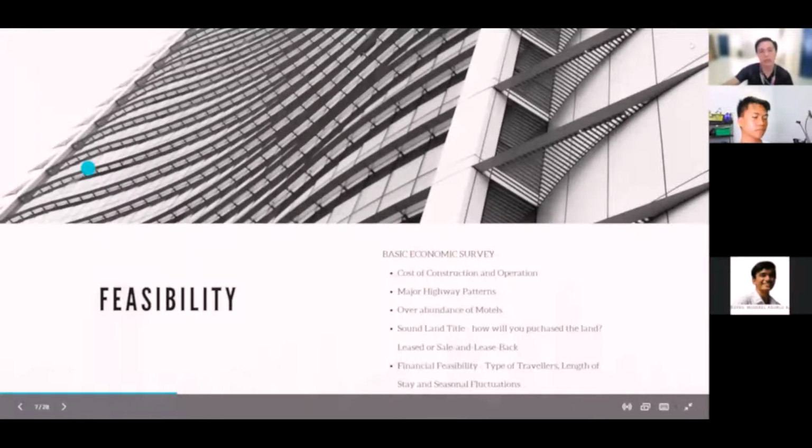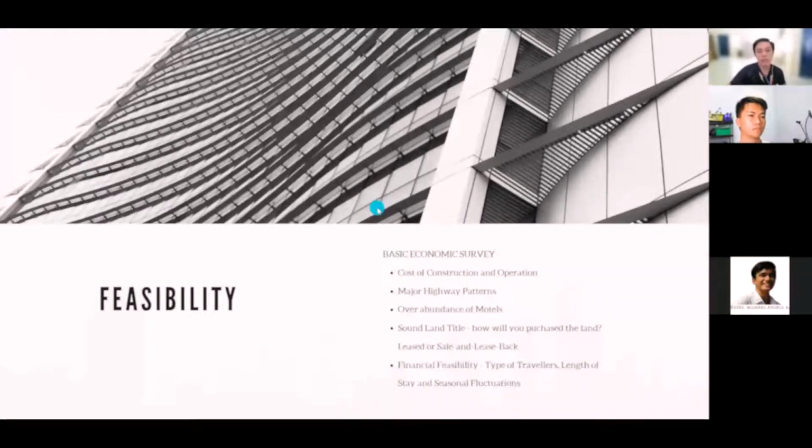Feasibility. This is the last one. So basic economic survey. So ito din, pwede nyo ting gamitin to as a study beforehand. So how much will the cost of construction be and its operation. So these are reflected in the financial plan as well and yung business or feasibility studies ninyo.